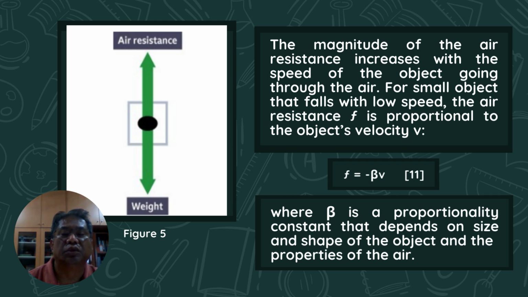If the object moves upward, then V is positive because it moves upward. Then we have air resistance equal to minus beta V, so the air resistance will point downward. If the object moves upward, the air resistance points downward. If the object falls downward, then the velocity is minus V, so minus beta times minus V, we get beta V, so it points upward.